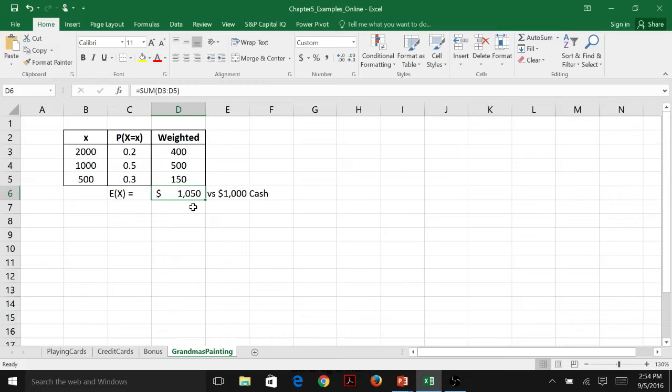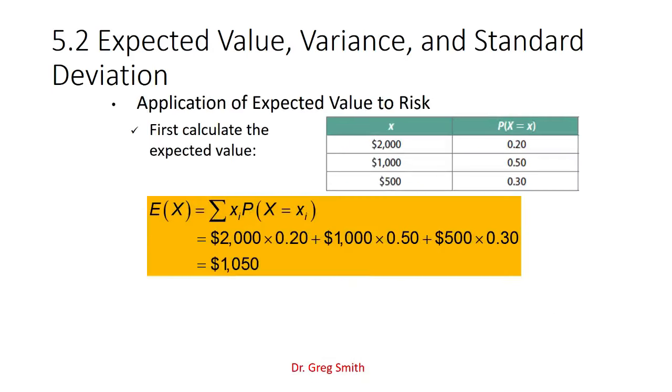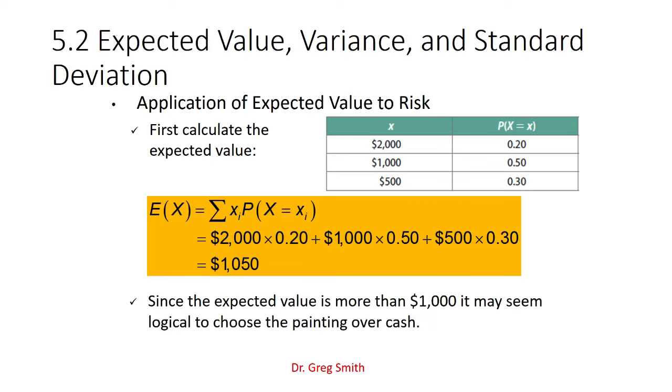$1,050. A risk-loving person would take the bet. A risk-neutral person would take the bet. A risk-averse person may or may not take the bet because this value, even though it's more, may not be up to something that they're willing to do. So in that case, the risk-neutral or risk-seeking people would definitely take it. The risk-averse person may or may not.